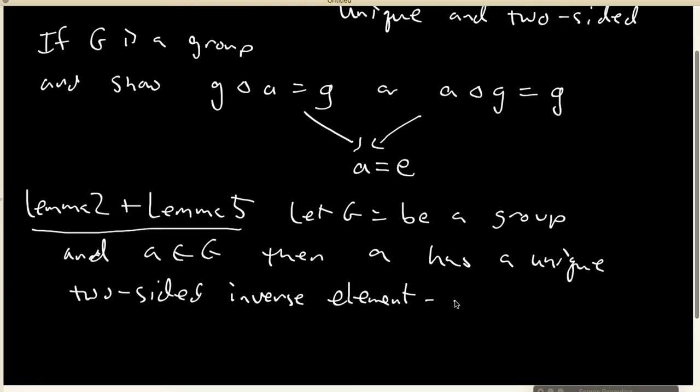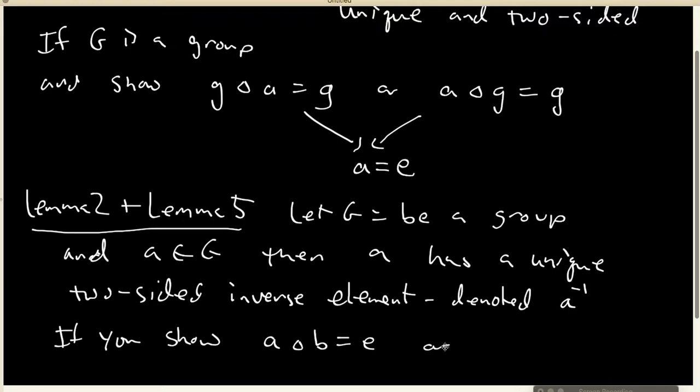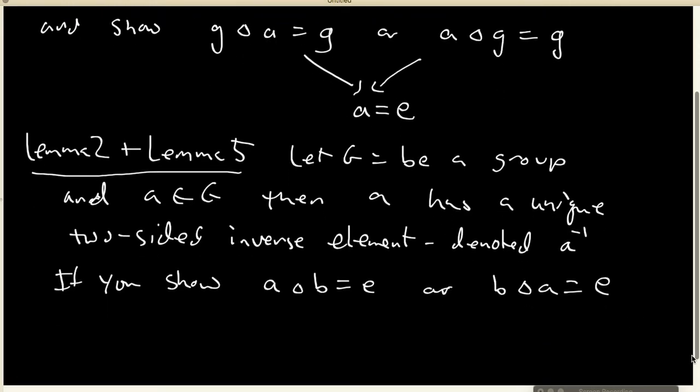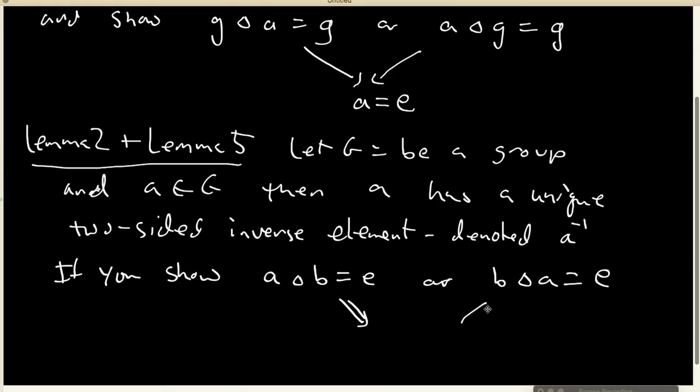It's usually denoted by A inverse. And the consequence of this is that if you can show that A triangled with B is equal to E, or if you can show that B triangled with A is equal to E, either one of these facts will imply that B is equal to A inverse. So those are two very important consequences of our 5 lemmas.